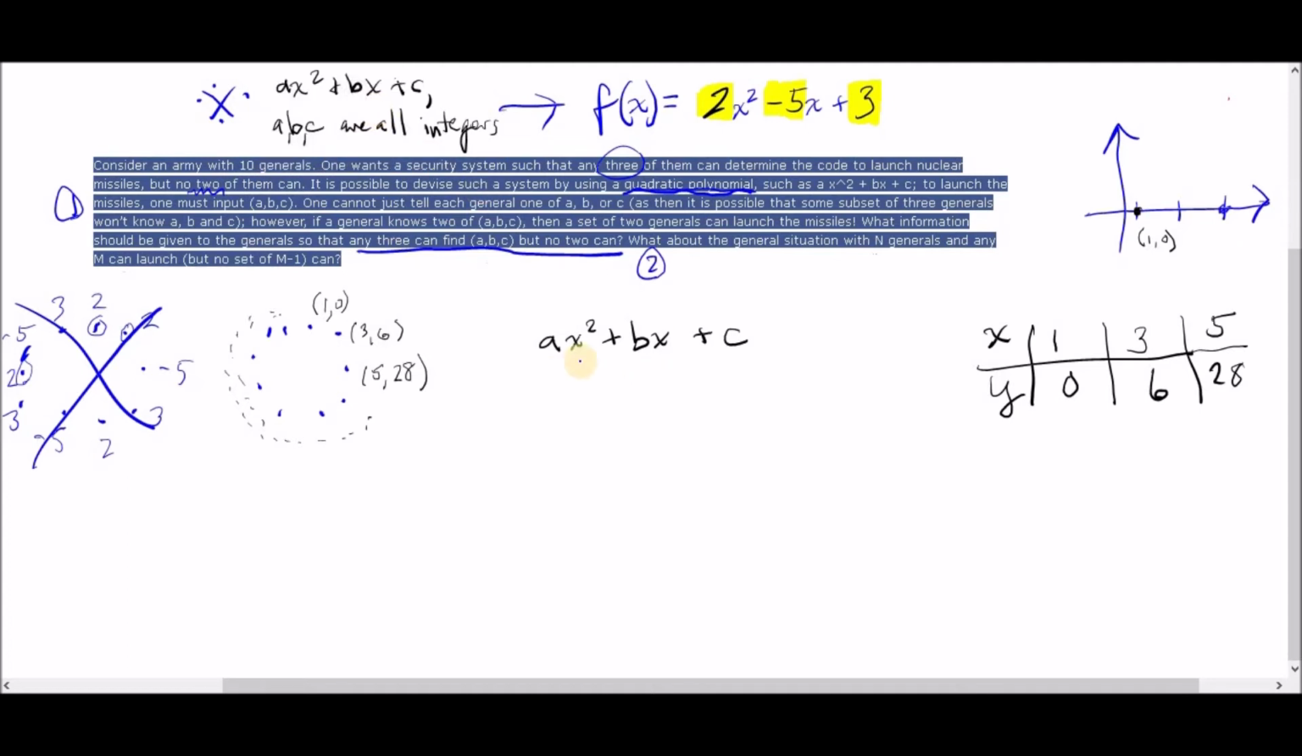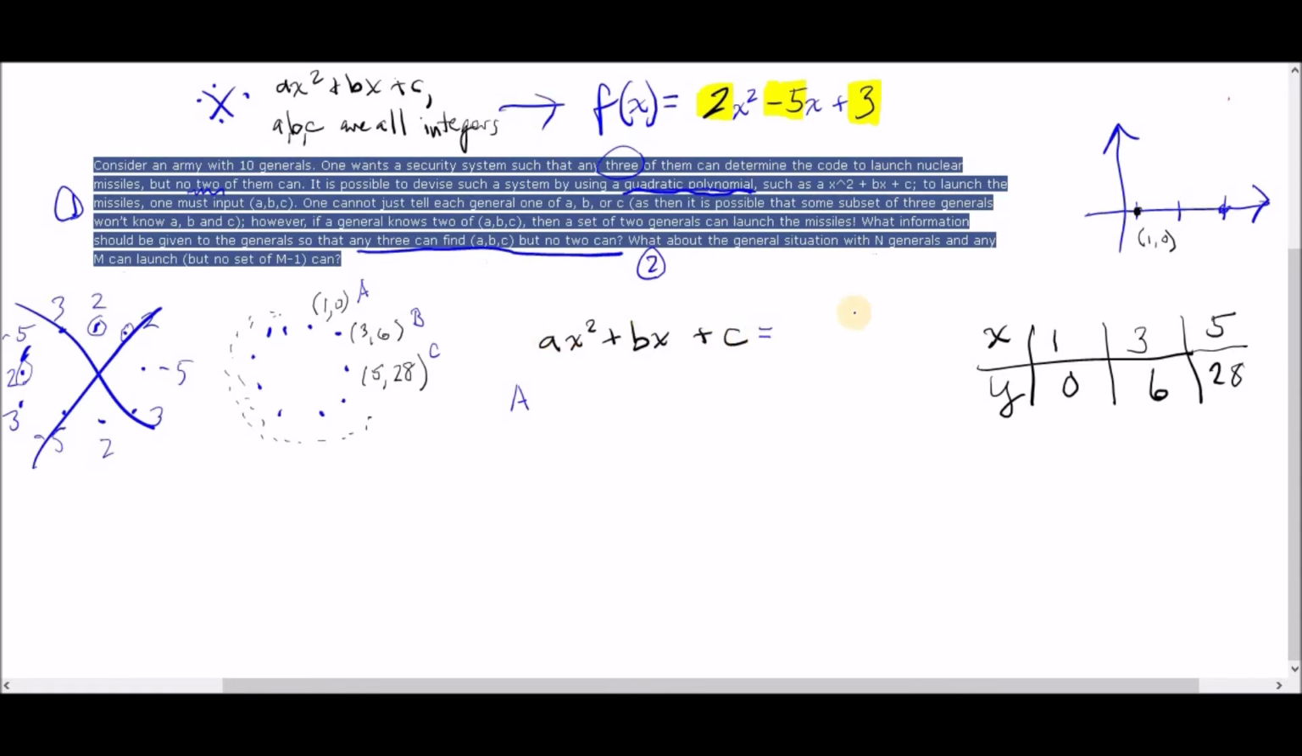Okay, so they know it's quadratic. They have to know that in order for this to work. Then what they can do is they can each plug their point into the function, even though they don't know what the coefficients are yet. So let's call this general A, big B, and big C. General A plugs in his point. Remember that this thing is equal to f of x or y.